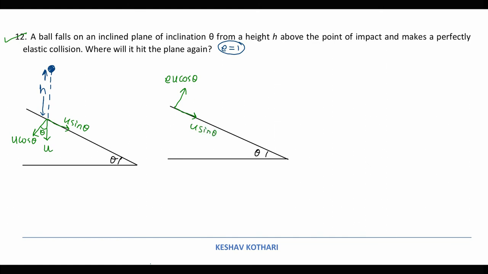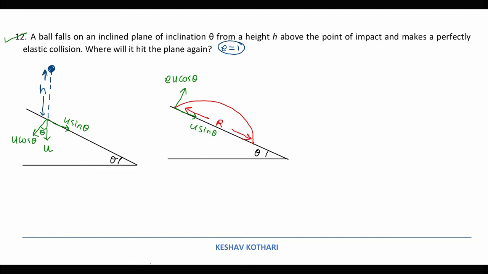So the change in speed or the velocity is taking place along the line of impact. And now from here the rebound will start taking place, and it will hit the inclined plane, say at a distance r from here. So it is a simple case of a projectile motion on an inclined plane.